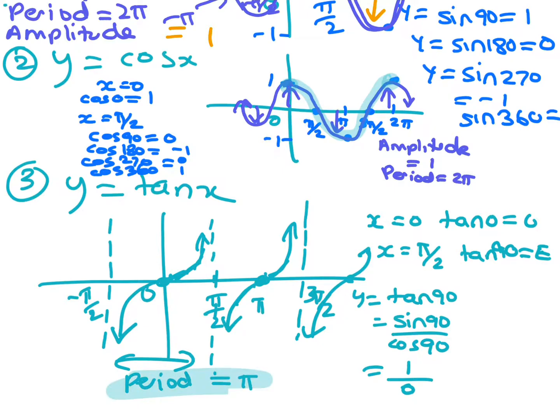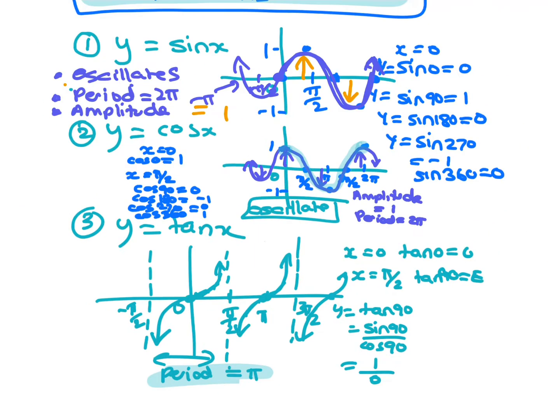Okay, this one does not have an amplitude because it doesn't do what we call oscillate. It does not oscillate about a central position. It just keeps going up infinitely or down infinitely.